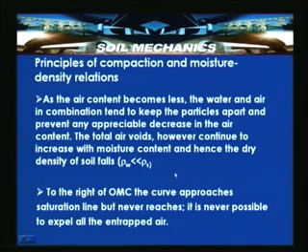So, for compaction of soil, whenever we draw a 0 air voids line, the compaction curve is always on the left hand side of the 0 air voids line. It never crosses or touches that. If it touches, it means that 100% saturation is achieved. That is conceptually wrong in the process of compaction. So, to the right of OMC, the curve approaches the saturation line, but never reaches it. So, it is never possible to expel all the entrapped air. This is also explained in the forthcoming slides.